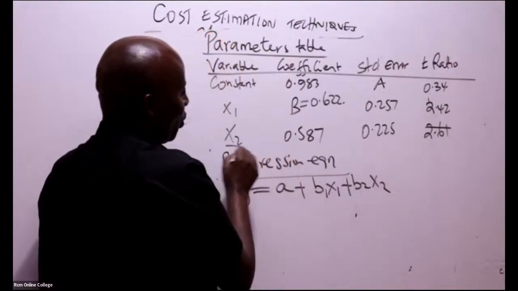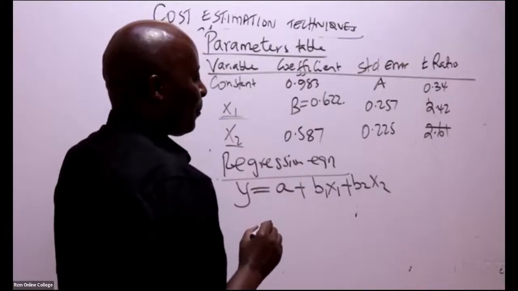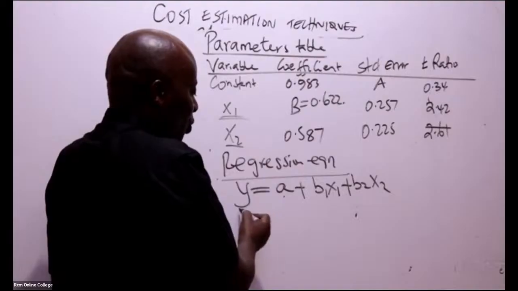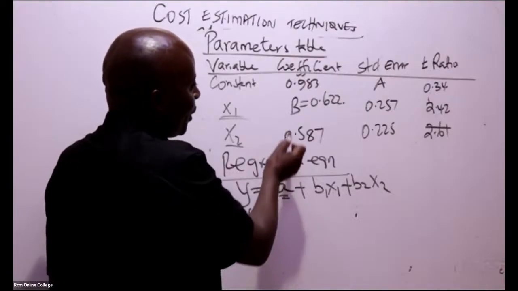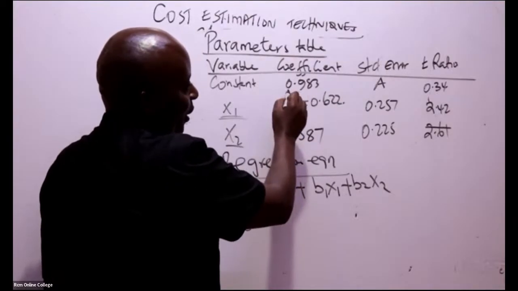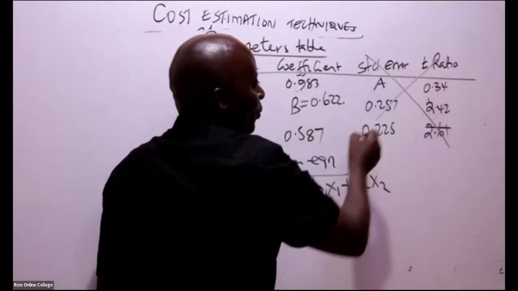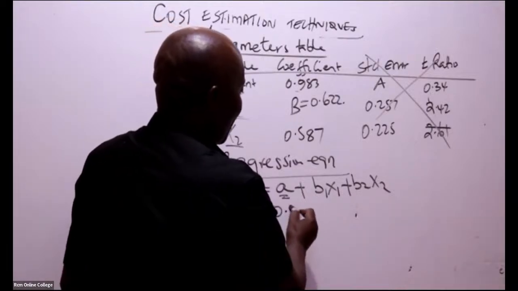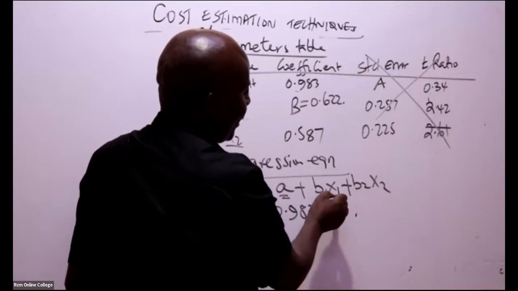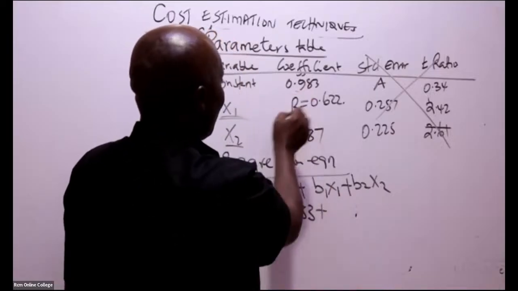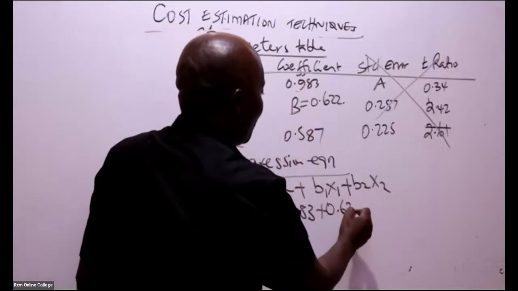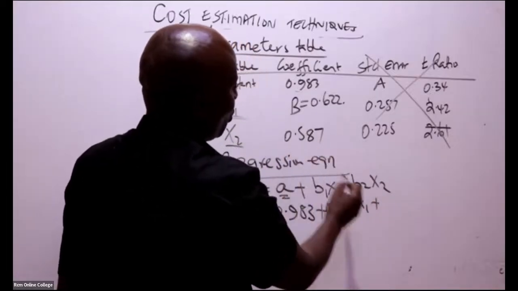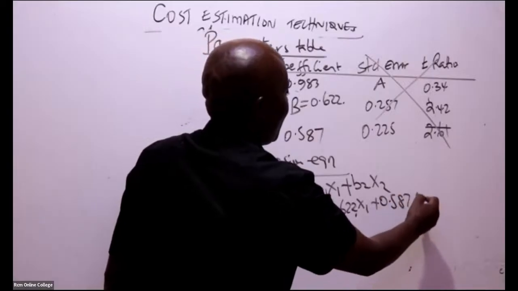Have I known there are 2 because of this? There are 2 like that. Remember, A is the constant coefficient. Now these 2 are irrelevant in terms of equation formation. We are only looking at these parameters. So the constant is 0.983 plus the coefficient of X1, which is this one here, 0.622 X1, plus the coefficient of X2, which is 0.587 X2.